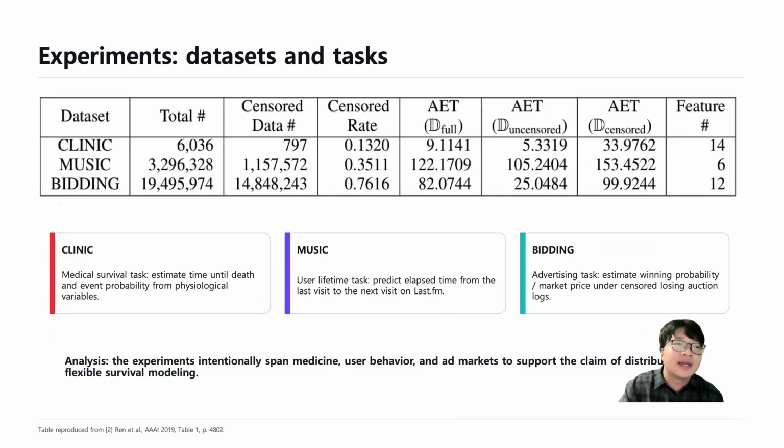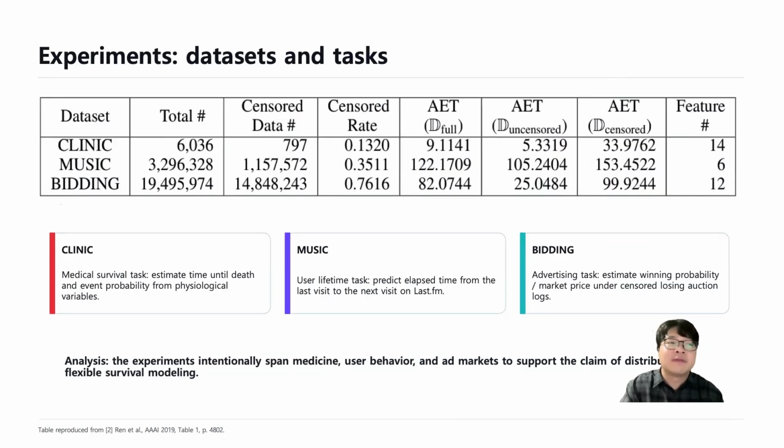The first dataset is clinic. This is a medical survival task. The goal is to estimate time until death and event probability using physiological variables. The second dataset is music. This is a user lifetime prediction task. It predicts the elapsed time from the last visit to the next visit or last FM.